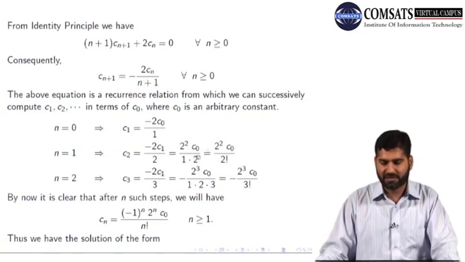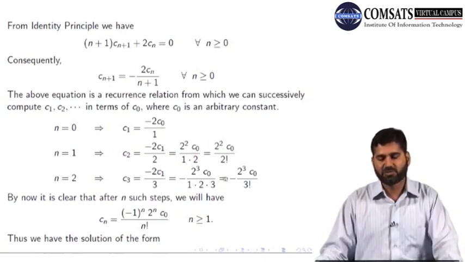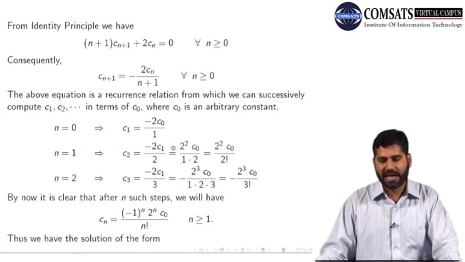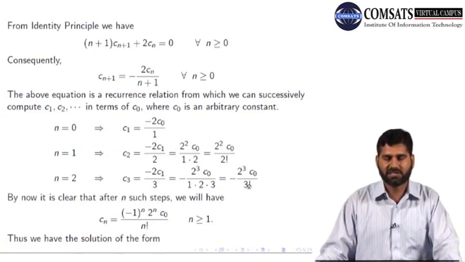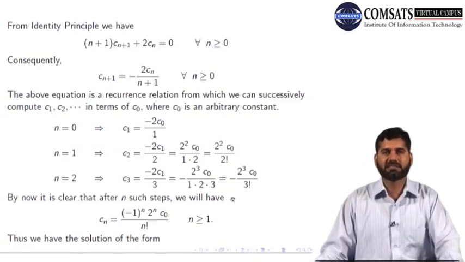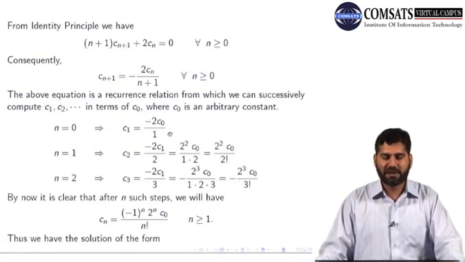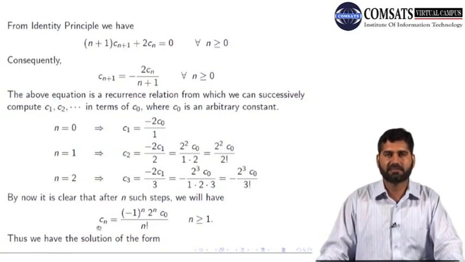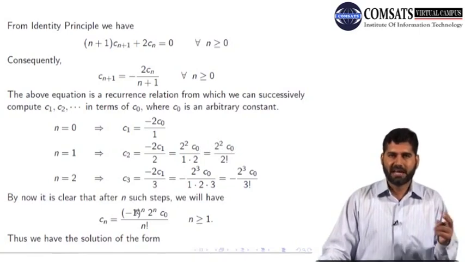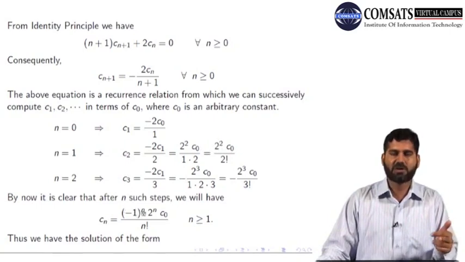So C2 is given by 2 square C0 by 2 factorial. 2 square times 2 will become 2 cube, and 3 times 2 factorial will become 3 factorial, with a minus sign. So what is happening? Every time I'm getting one more power of 2, and the factorial is also increased by 1 in each term, and minus and plus are coming alternately. So if I want to generalize and write any constant Cn, then it will be minus 1 to the power n, because n equal to 0 will give me plus, n equal to 1 will give me minus, 2 will give me plus, and 3 will give me minus. So this minus 1 to the power n takes care of this alternate sign.